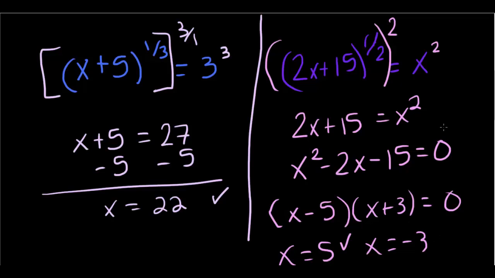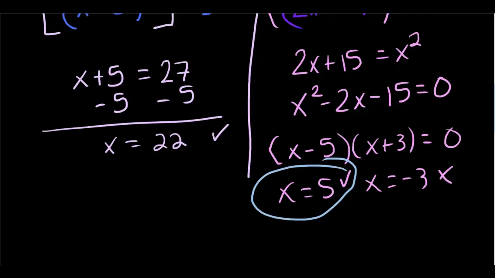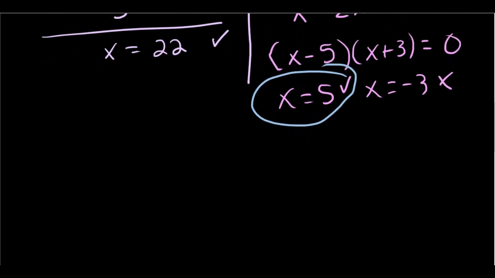Now we're going to test negative 3. 2 times negative 3 is negative 6. Negative 6 plus 15 is 9. And the square root of 9 is 3. 3 equals negative 3? No, that is not true, so this one is an extraneous solution. So the only solution is x equals 5. That is the reason it is so important that you go back and check your answers, because you never know when you're going to have an extraneous solution.